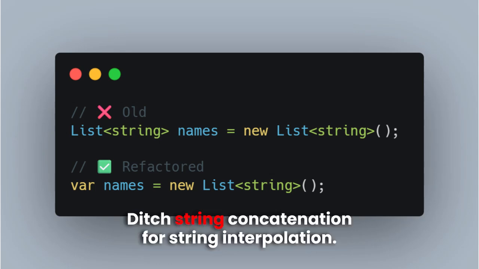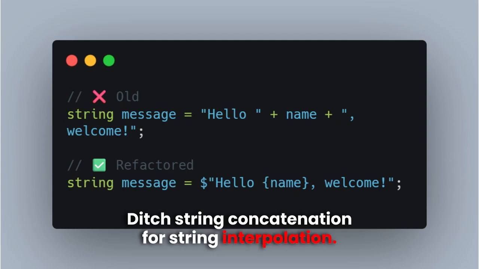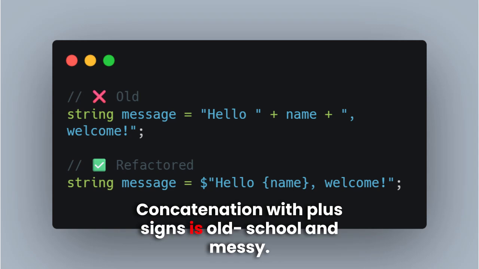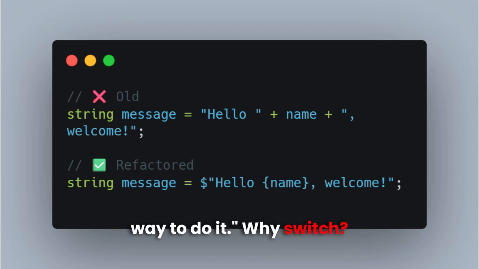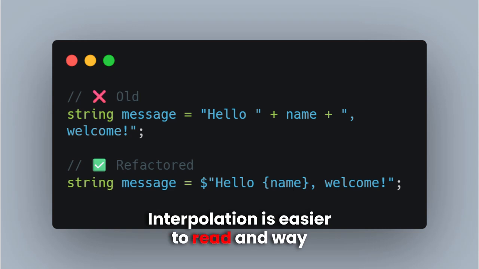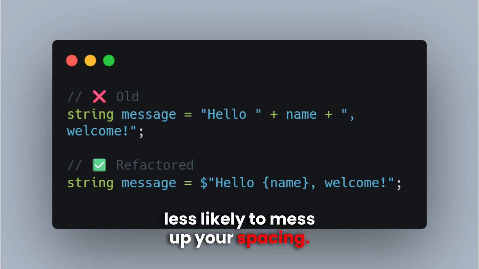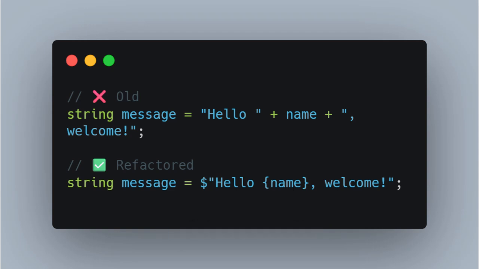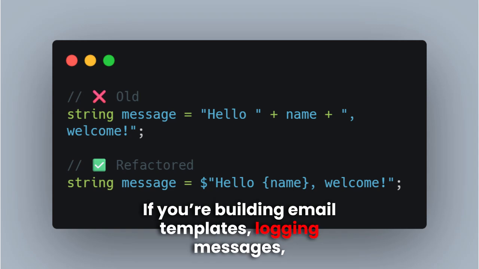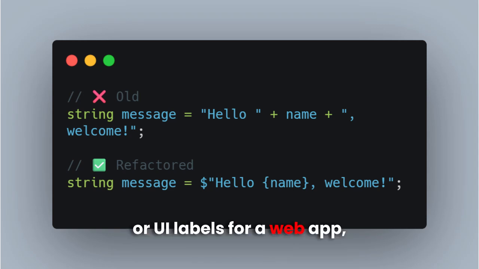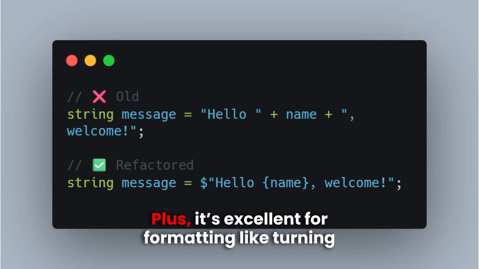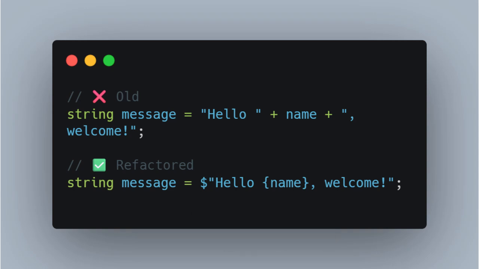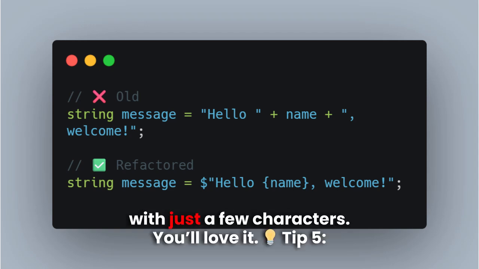Tip 4. Ditch string concatenation for string interpolation. Concatenation with plus signs is old school and messy. There is a cleaner, more modern way to do it. Why switch? Interpolation is easier to read and way less likely to mess up your spacing. Real-life example. If you're building email templates, logging messages, or UI labels for a web app, interpolation makes your life significantly easier. Plus, it's excellent for formatting, like turning a price into a nice currency format with just a few characters. You'll love it.